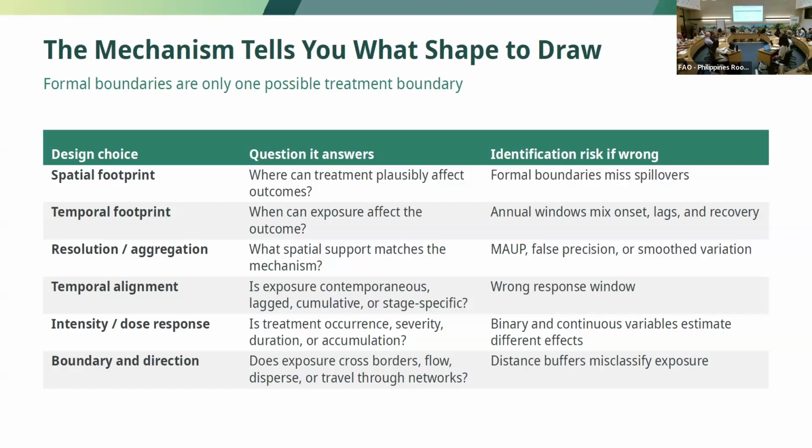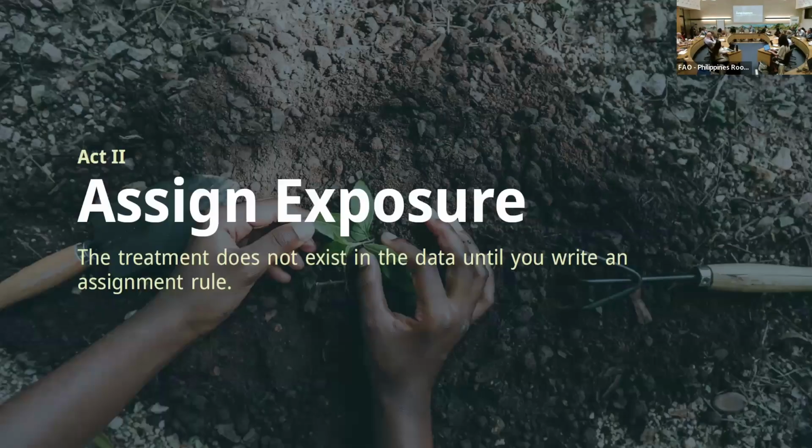So this is just that similar slide in more detail, thinking about what the spatial footprint is, the temporal footprint. What is the resolution? How are we going to aggregate this, right? Some of you are familiar with the measurement area unit problem. The way you aggregate stuff up affects what you're estimating. What's the intensity? Is it a binary or is it a dose response? And what are the boundaries and the directions that treatment moves?